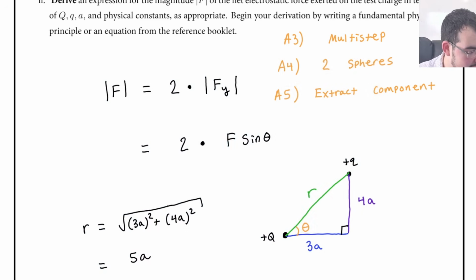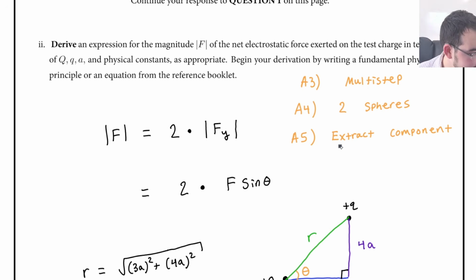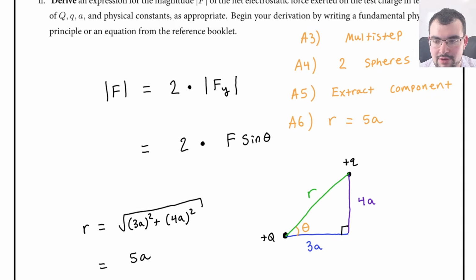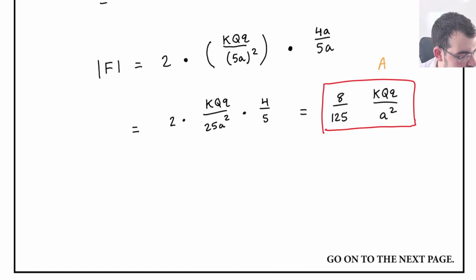I'm trying to leave some space here, but I guess we'll just scoot that over. Then for A6, you actually got a point just for saying the Coulomb's law distance was 5a. So any sort of Pythagorean theorem involving the 3, 4, 5 triangle got you that point. And then all the plug and chug and the substituting got you A7 for that correct answer. So I thought this was pretty fair to pick up a lot of points.